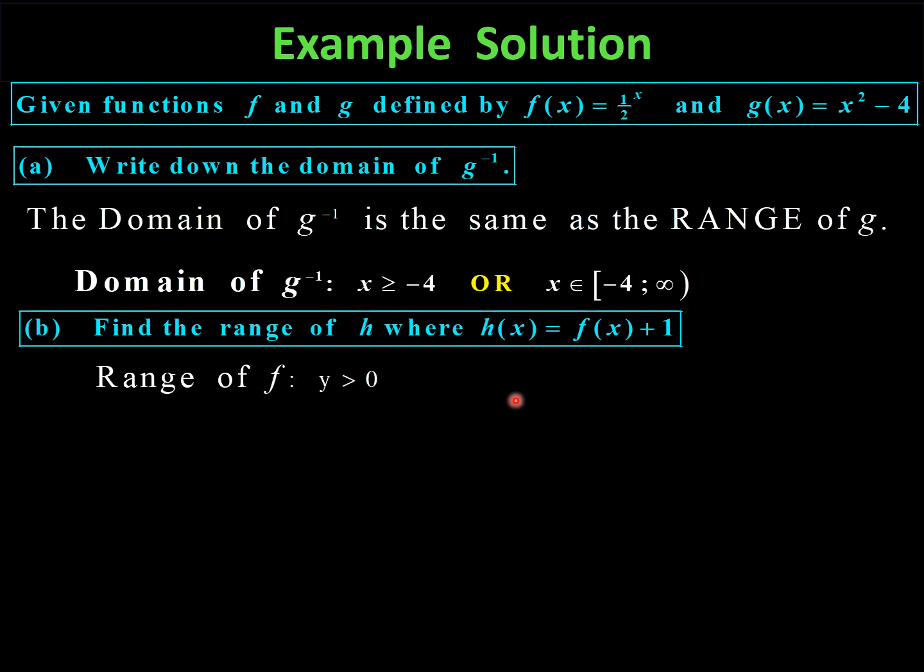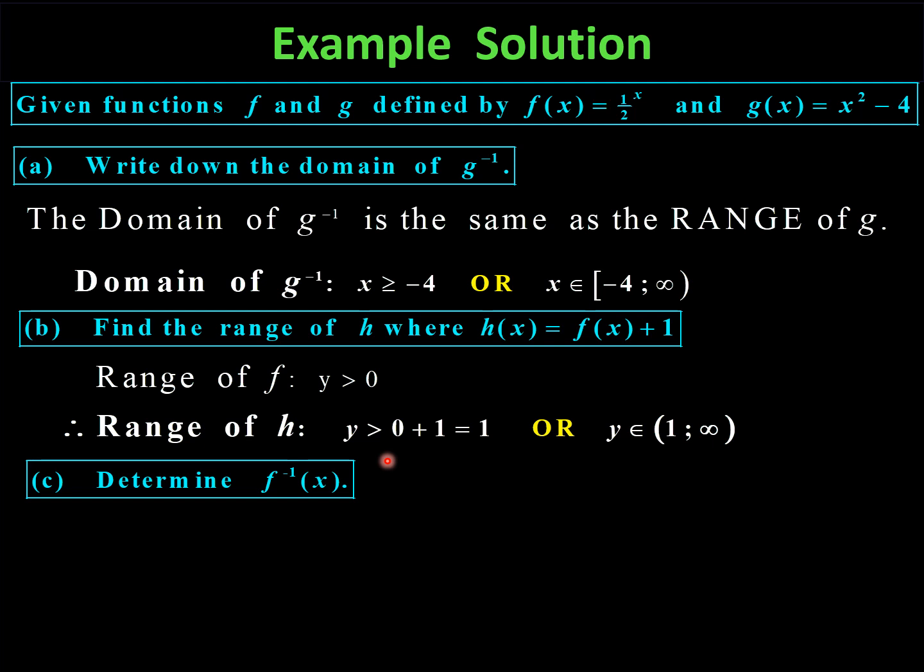So I have to take the range of f. The range of f is y greater than 0. But because I'm shifting it 1 up, the range of h will be y greater than 0 plus 1. So that becomes y greater than 1. Or we can just say y is an element of 1 up to infinity. Right? So that means it was shifted 1 up, so the range has just been adjusted there.